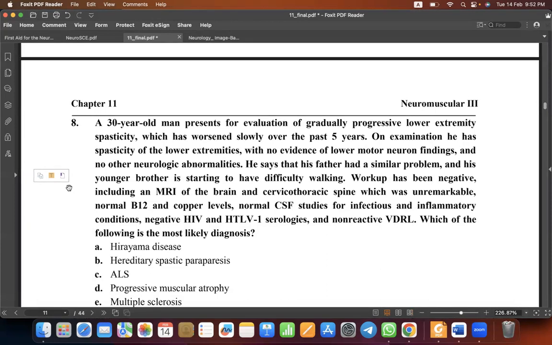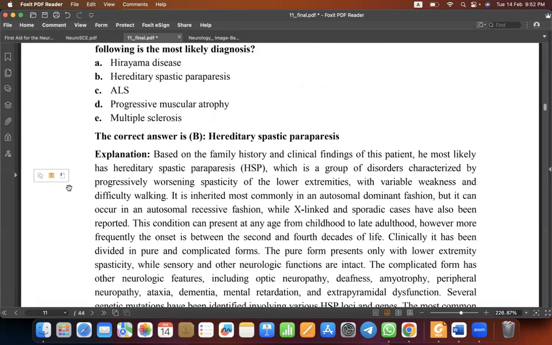He says that his father has a similar type of problem, and his brother is starting to develop a similar problem. Workup is negative. MRI of brain and cervicothoracic spine is unremarkable. B12, copper, CSF we have checked, it's absolutely normal. No HIV, no human T-cell lymphotropic virus of tropical spastic paraparesis, even non-reactive VDRL as well. There is family history, so we should have the diagnosis in mind. So it is hereditary spastic paraparesis. It's not tropical. Based on the family history and the history, it is a wonderful presentation, unfortunate for the patient, but for us it's wonderful, in order to diagnose.